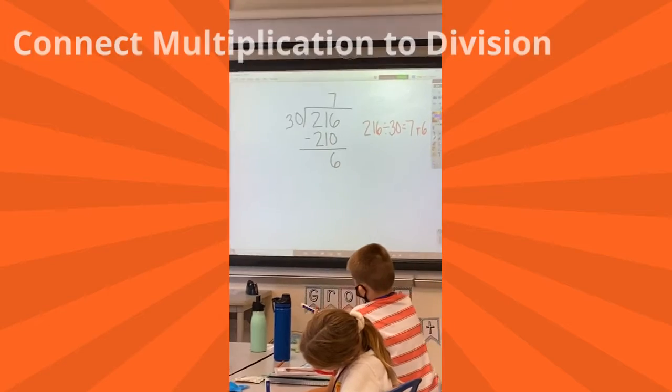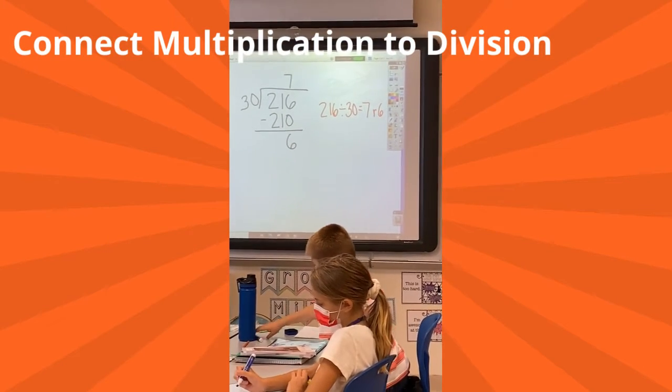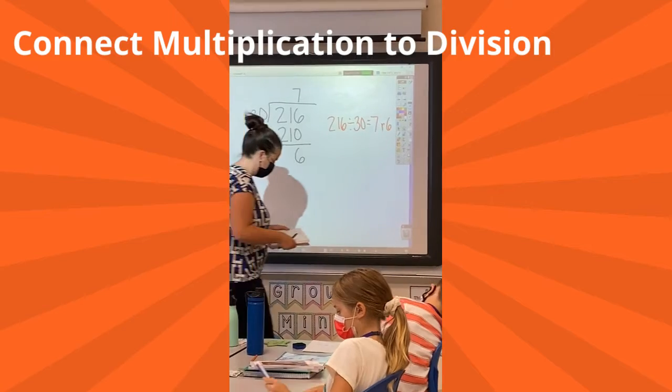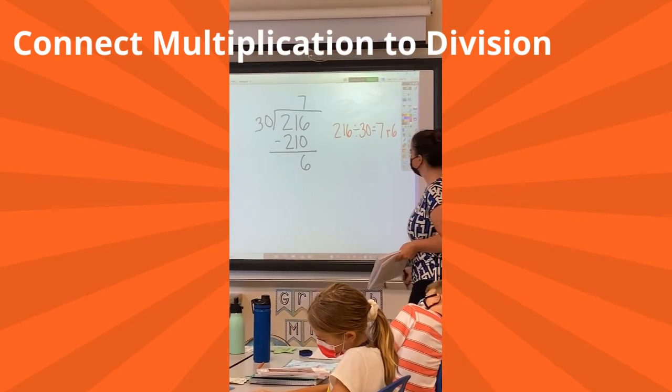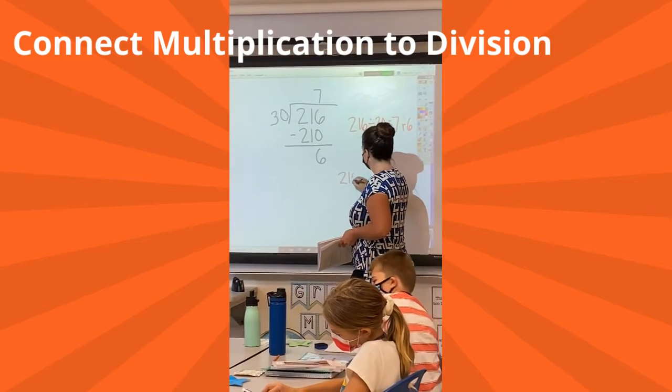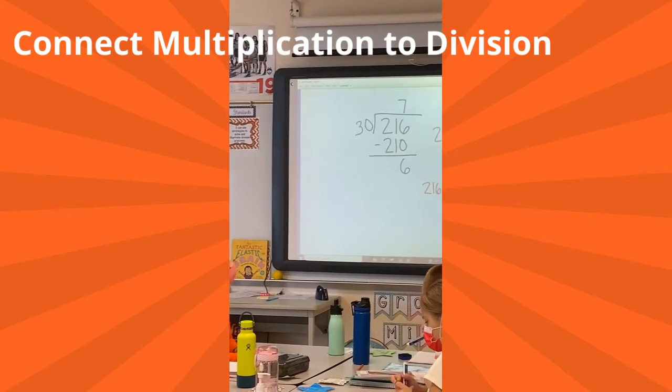7 remainder 6. How in the world could I prove that I know that is my answer? Tanish, you seem like you really want to share. So first you would do 30 times 7. So you would get 210. And then you would add a 6.